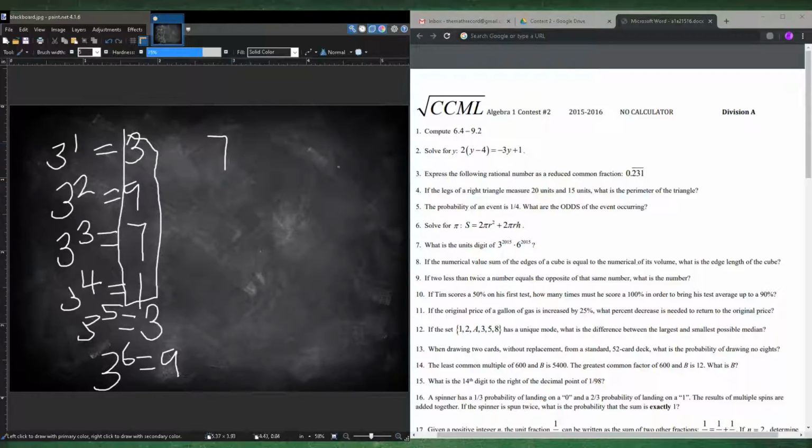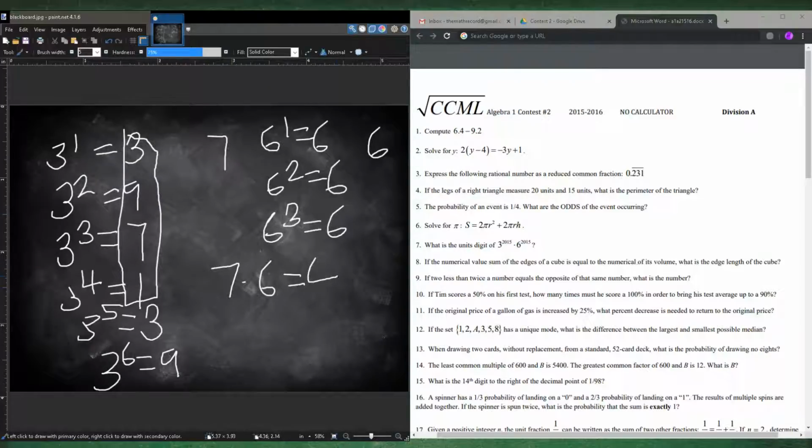Okay. Now 6. 6 to the power 1 is 6. 6 to the power 2 is 36, which ends in 6. 6 to the power 3 is 216, which ends in 6. So you see that it's gonna be 6 the entire time. So 6 raised to any power ends in 6. So the units digit of the first one is 7. The units digit of the second one is 6. So 7 times 6 is 42, and the units digit of 42 is 2. So the answer is just 2.